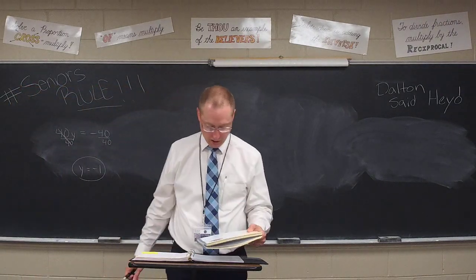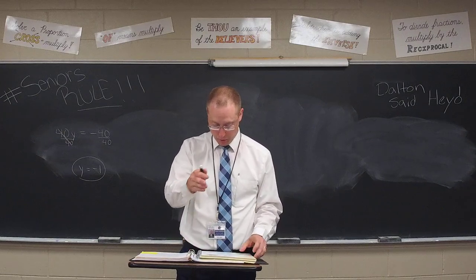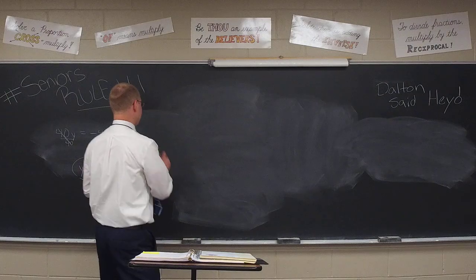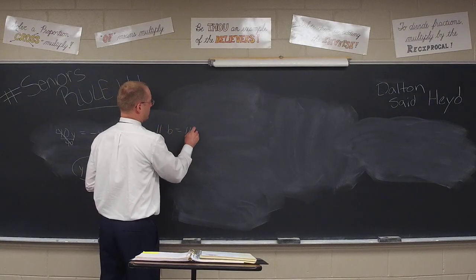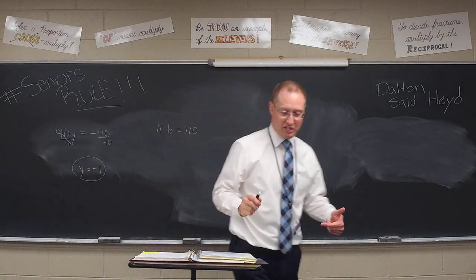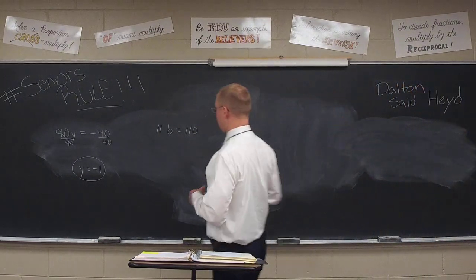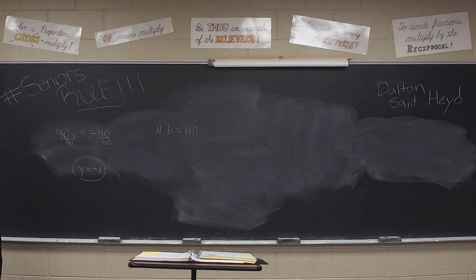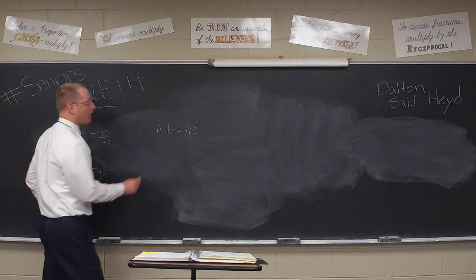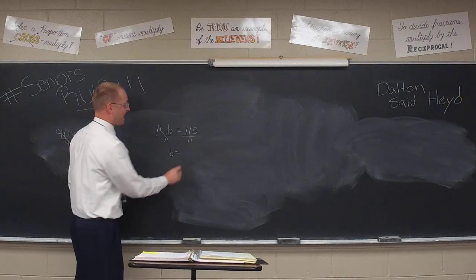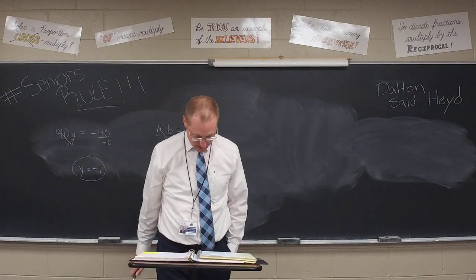Number 4, what did you get on that one, Corey? 100. Well, you should have simplified to get 11b equals 110, but we still have one more step to go. We have to get that b by itself, Corey. What do we do to get the b by itself? Divide. Divide what? 11 from both sides, and that'll give us our answer, b equals 10. There we go.